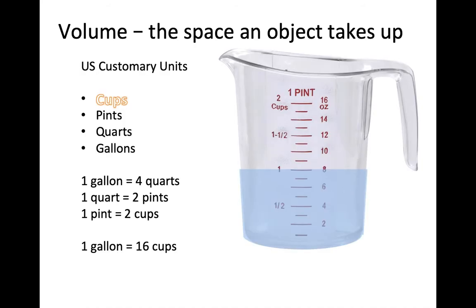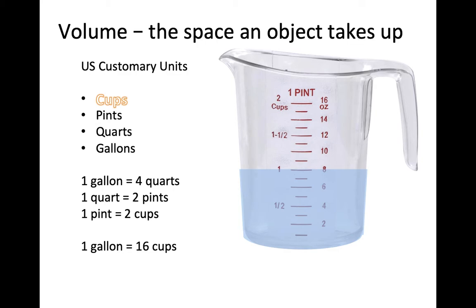When we talk about US customary units, we use the units cups, pints, quarts, and gallons. What you're looking at right in here is an example of a cup. Now, because our volume units fit so well into each other, if you were to go and find a 1 cup measure in your kitchen, it would help you to picture what a pint looks like, what a quart looks like, and what a gallon looks like.